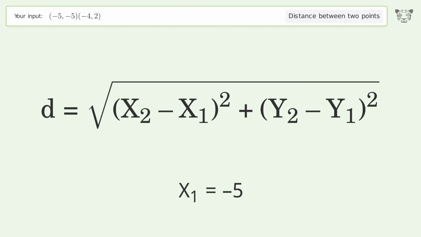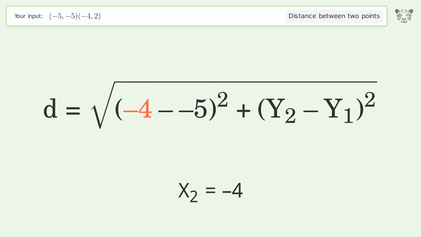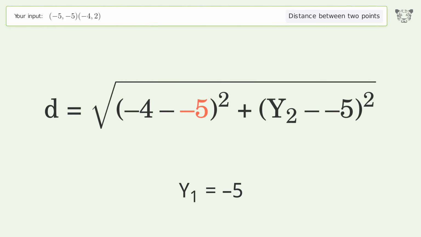x1 equals -5. x2 equals -4. y1 equals -5. y2 equals 2.